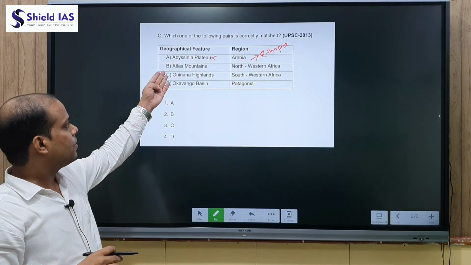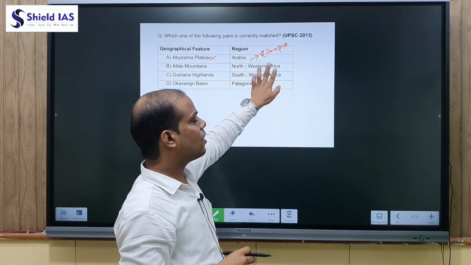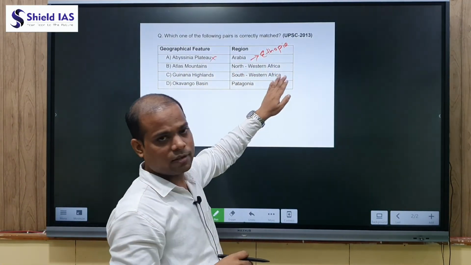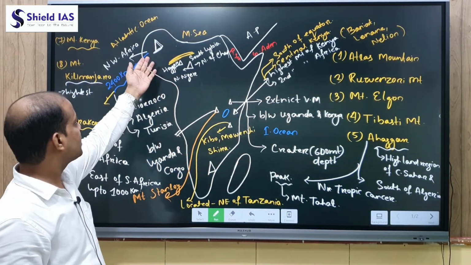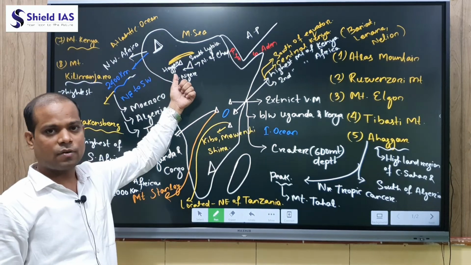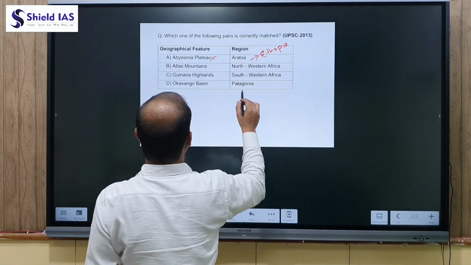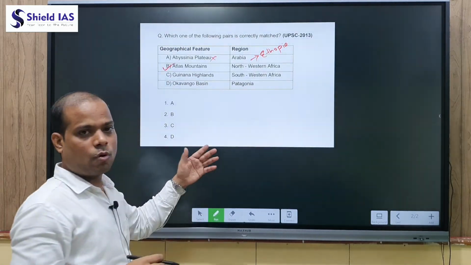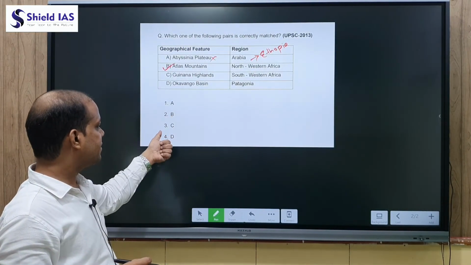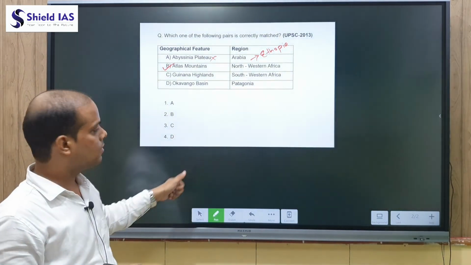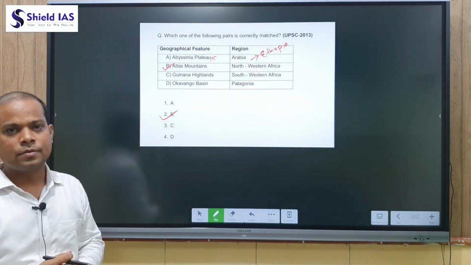And second option, B, Atlas Mountain, it is situated in the region of north of Western Africa. Yes, in the previous slide we discussed the Atlas Mountain, which is situated in the northwest part of Africa. So according to this, statement 2 is correct. There is no multiple choice, so single option: 1A, 2B, 3C and 4D. So here the correct answer will be 2B.